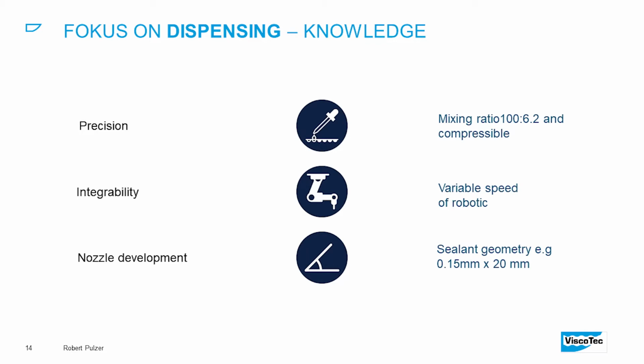And last but not least, nozzle development. ViscoTec has not done nozzle development every time. But when we take a look at the aerospace industry, we have seen that nozzles are very important, because with the nozzle you can make the geometry for the sealing. And then it's really okay. Then it's the right way. You need to have the right nozzle.